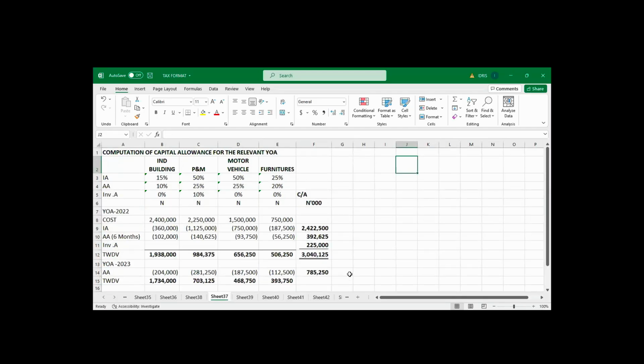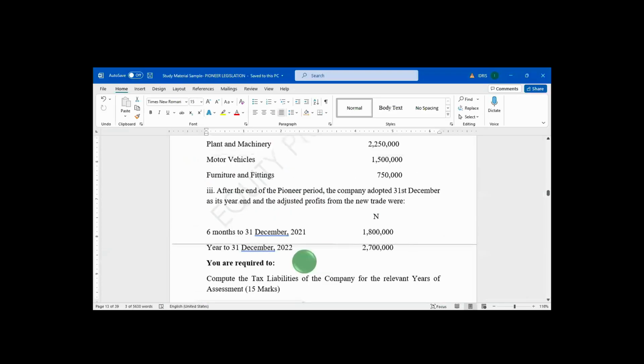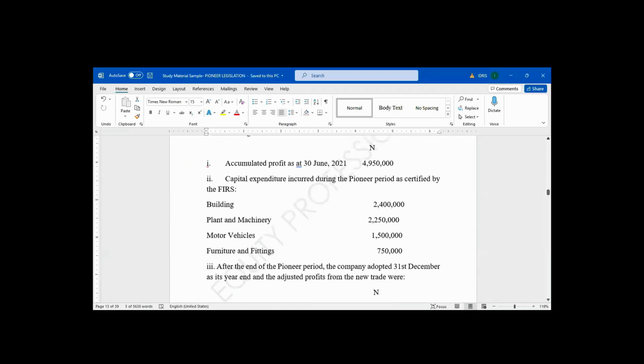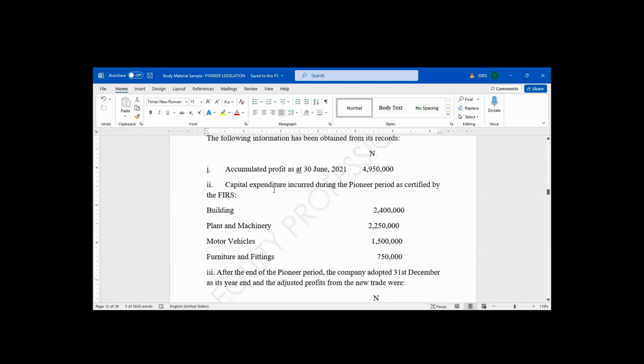Now, the capital allowance, my people, when do we start computing capital allowance in this question? Let me share the question. Let's go and read. When was the qualified capital expenditure acquired? When do we incur them? During the pioneer period.